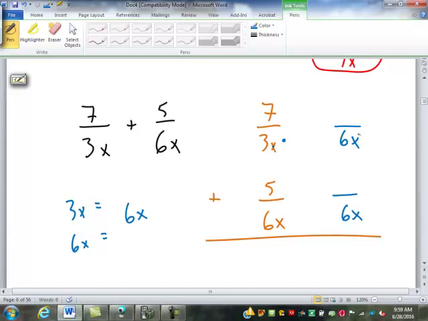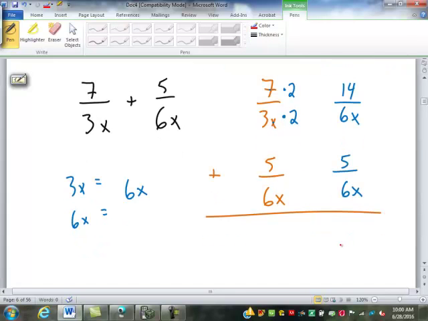What do I have to do to the 3x? Well, to turn a 3 into a 6, I multiply by 2. Do I have to do anything to the variable? No. So I'm just going to multiply the top by 2. 7 times 2 is 14. Okay, on bottom, what do I have to do? Nothing. 6x is already 6x. So the 5 will not change. That's just going to stay a 5. Then what? Well, I have the common denominator of 6x, so my answer is going to have a denominator of 6x. What do I do with my numerators? Yeah, 14 plus 5 is 19, so it's 19 over 6x.